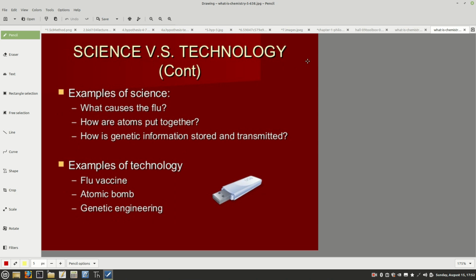Alright, and I think our last one here, examples of science. We do theories, what causes the flu, which of course is a virus. How are atoms put together? Well, we figure that out through essentially smashing them together. How is genetic information stored and transmitted? Well, we did that by looking and seeing if we alter the DNA, did the organism change?